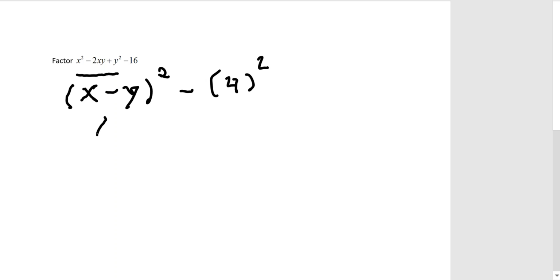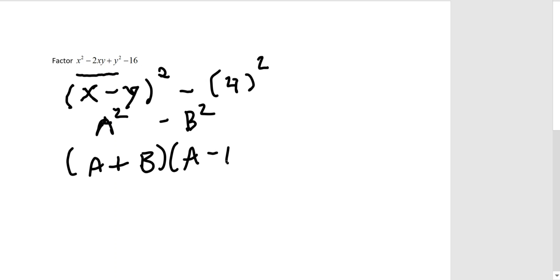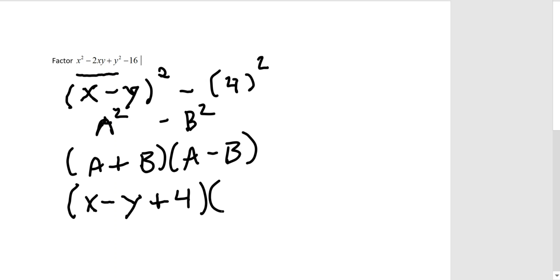If we label this capital A and this capital B, then this becomes (A plus B) times (A minus B). But we're not really done yet, because we have to come back and replace what A and B are. Remember, our original problem is in terms of x and y and numbers. So A is really x minus y, and B is 4. So this becomes (x minus y plus 4) times (x minus y minus 4).